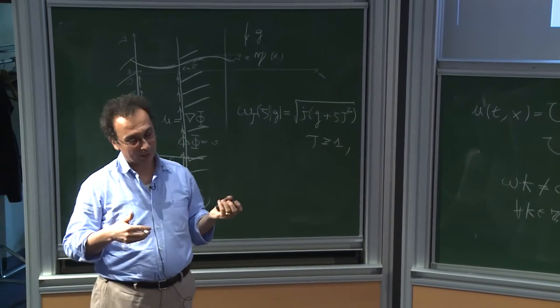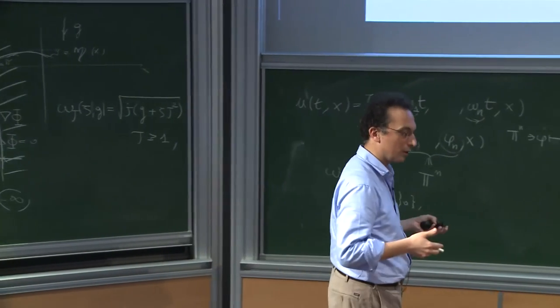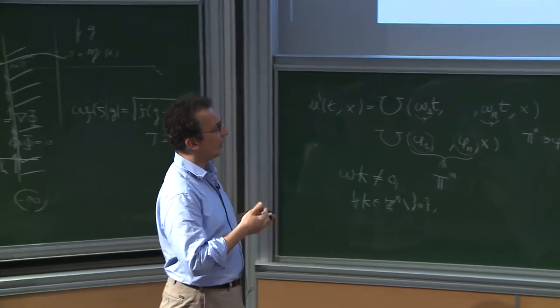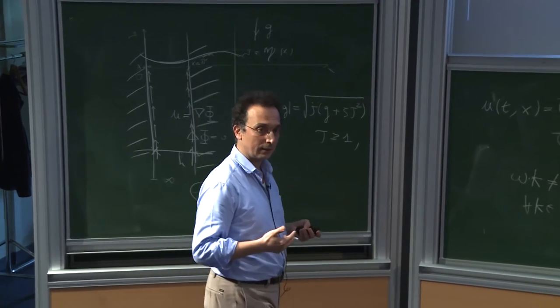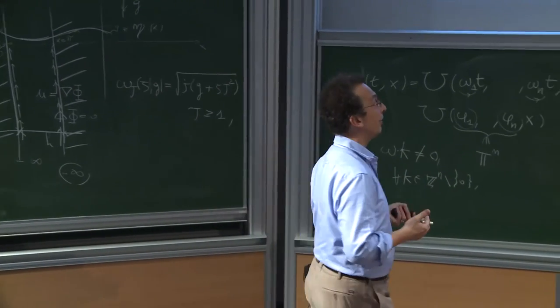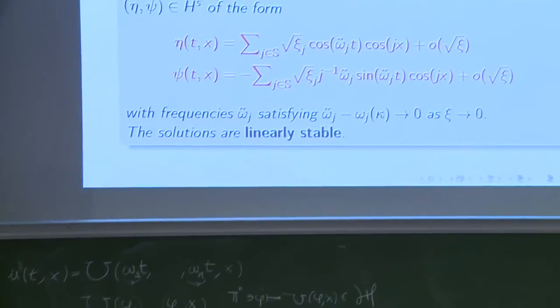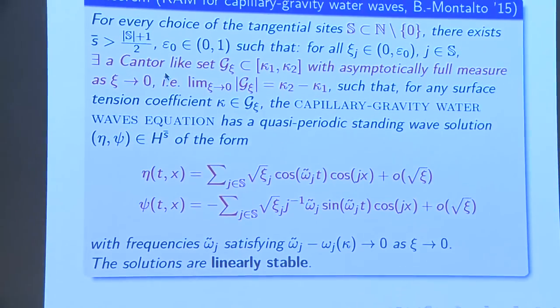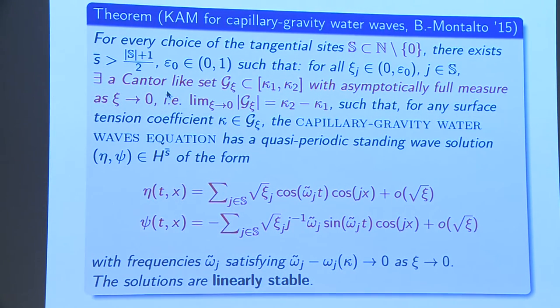The frequencies omega j tilde, as I said before, have to satisfy suitable strong non-resonance conditions. As a consequence, the solutions do not exist for all values of the parameters, but they exist for most values of these parameters. So for most values of the surface tension parameter, considering for example the gravity g equal to 1, the quasi-periodic solutions do exist.